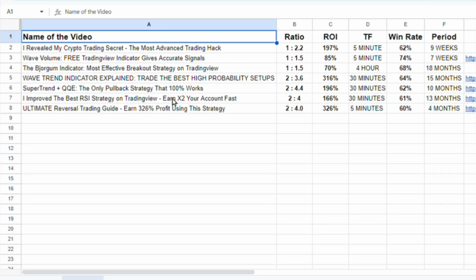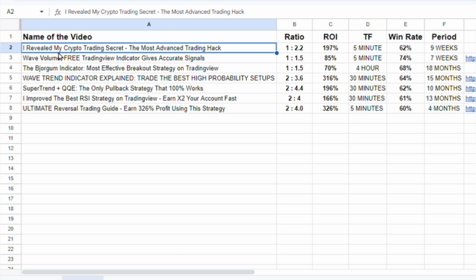I've also added this strategy to our spreadsheet, so you can compare it with others and choose the best ones. So far, this strategy has proven to be the best one we've ever tested on this channel.